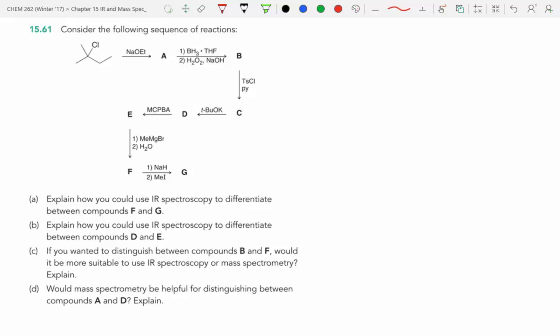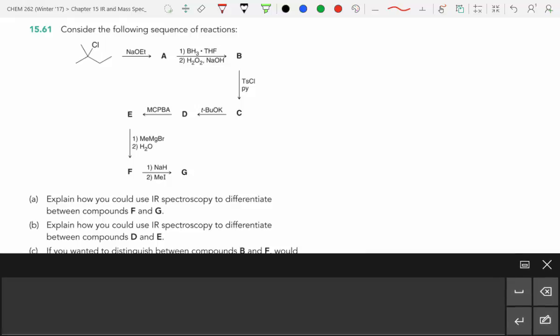Consider the following sequence of reactions. Let's try to identify all of the different intermediates.